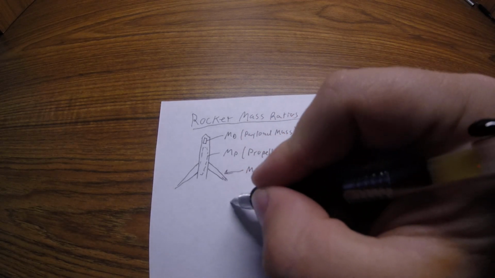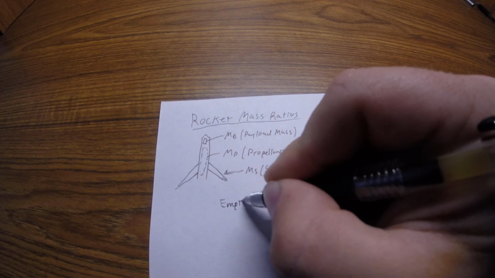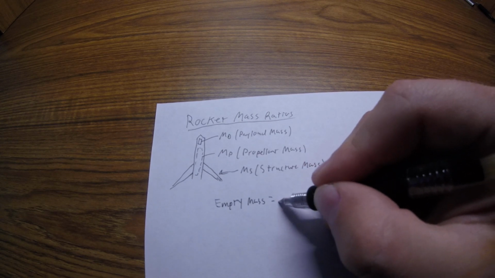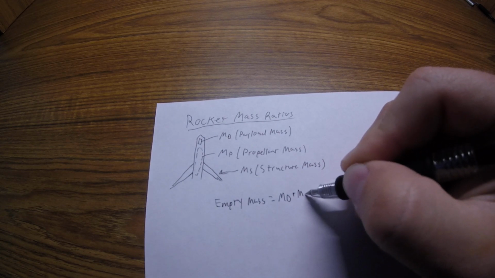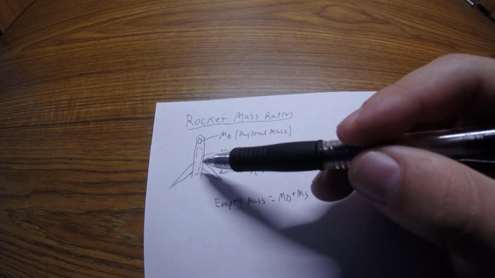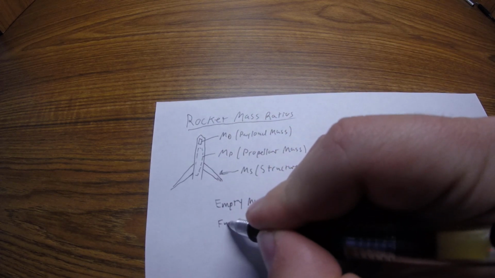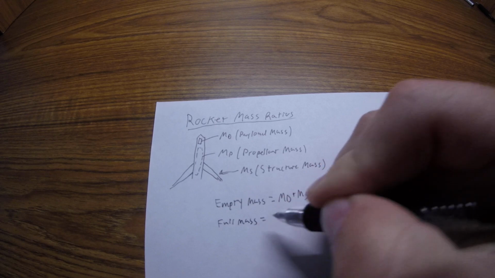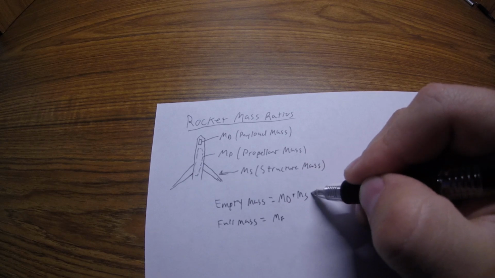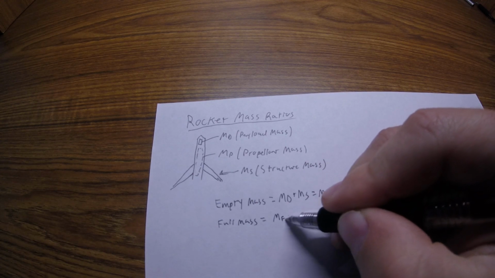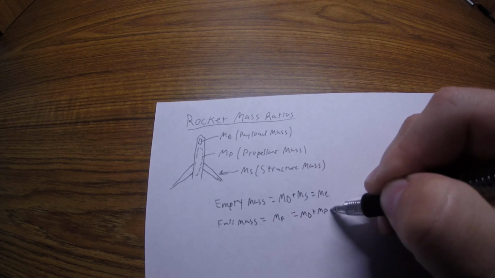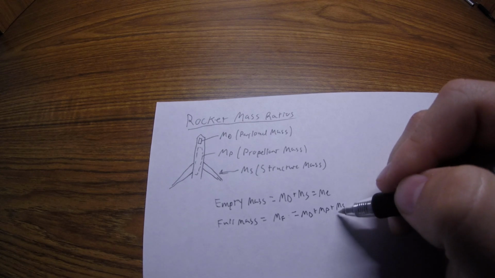So first, we can think of the empty mass of the rocket to be equal to the mass of the payload plus the mass of the structure. So that is the mass of the rocket with no propellant. So we could say our full mass equals mf. Empty mass, we'll call that equal to me. So mass full equals the mass of the payload plus mass of the propellant plus mass of the structure.